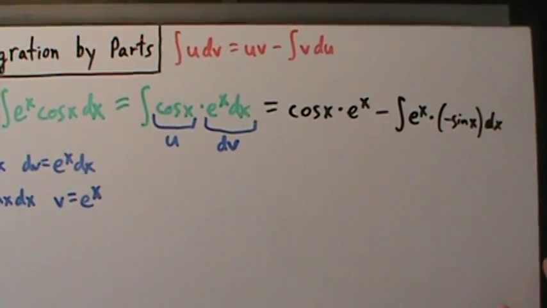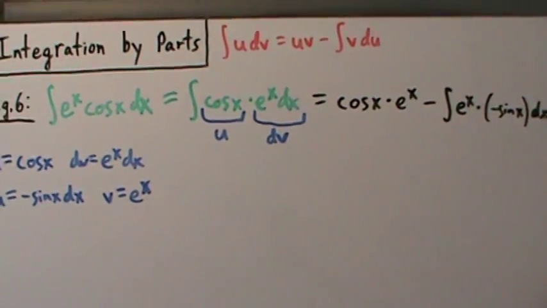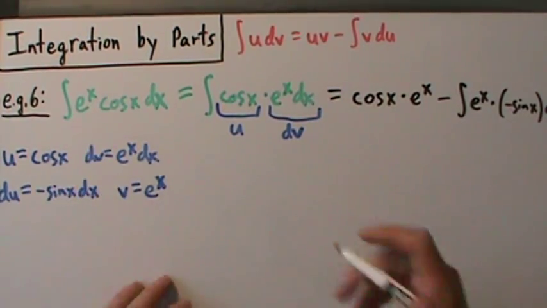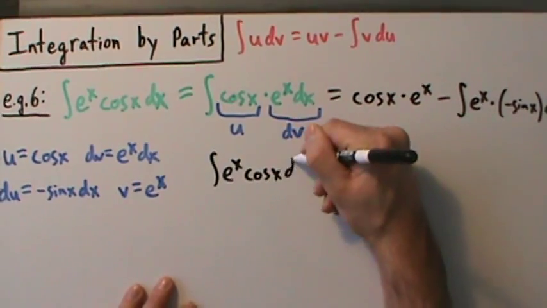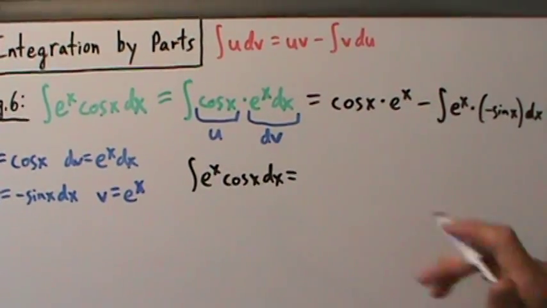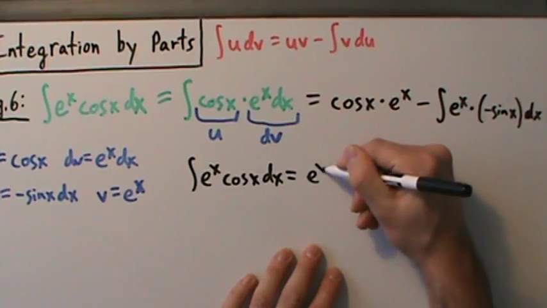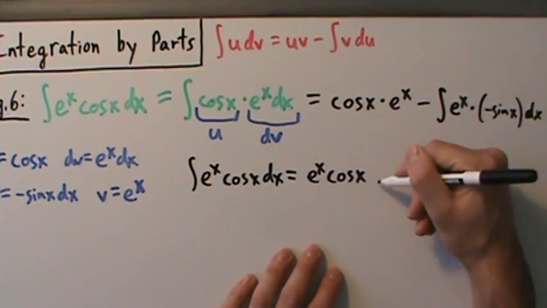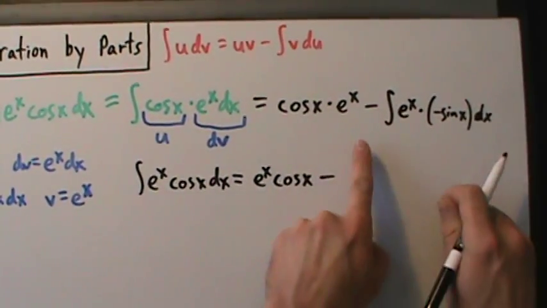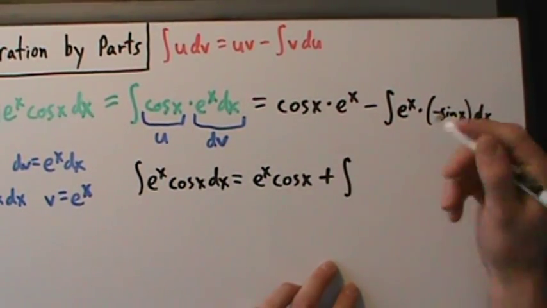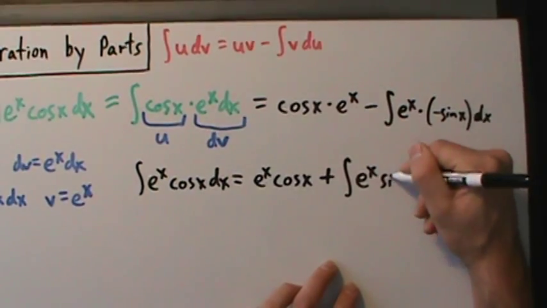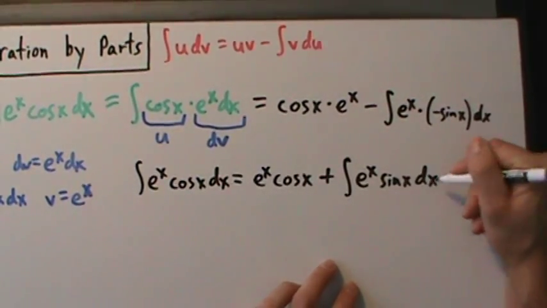So now let's simplify this a little bit. What we have so far is the integral of e to the x cosine of x dx equals, I'm going to write this as e to the x cosine of x, and then minus negative becomes plus, and then we have the integral of e to the x sine of x dx.